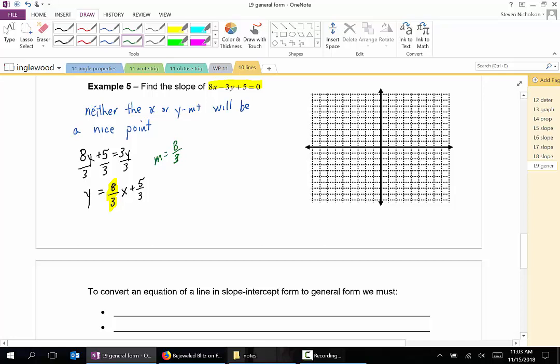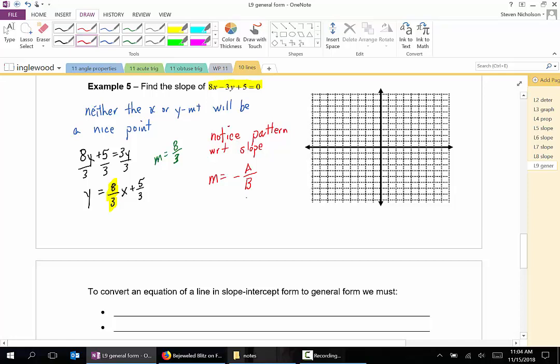Now, if you look at these 3 examples, the top slope was negative 2 over 3. The middle slope was negative 3, and this slope is 8 over 3. There's a pattern. So I'm going to give this to you. Normally I don't like to do this, but notice there's a pattern with respect to slope. And here's the pattern. The slope is equal to the negative of a over b.